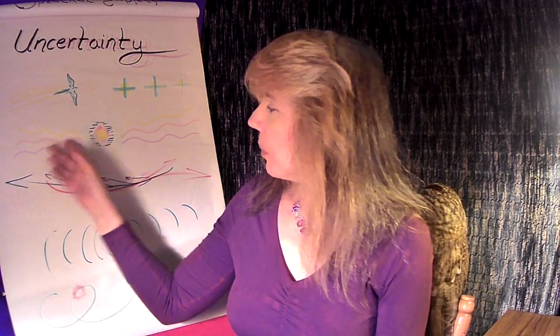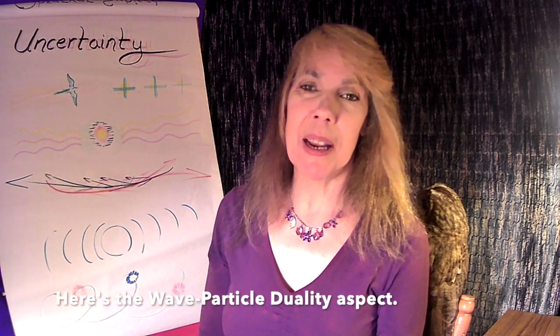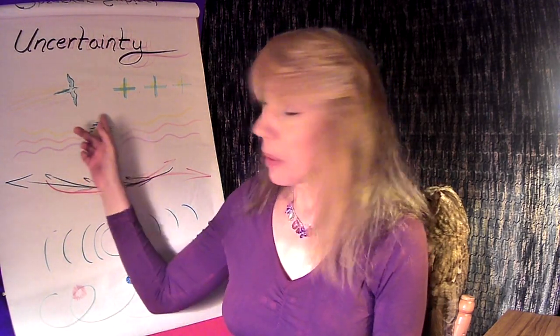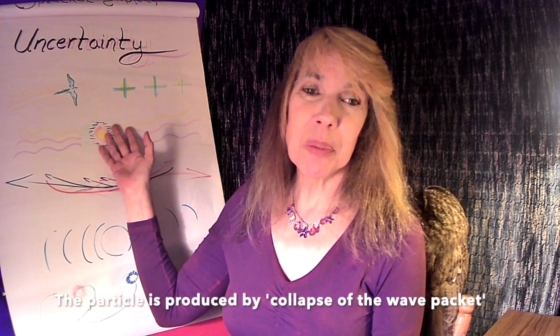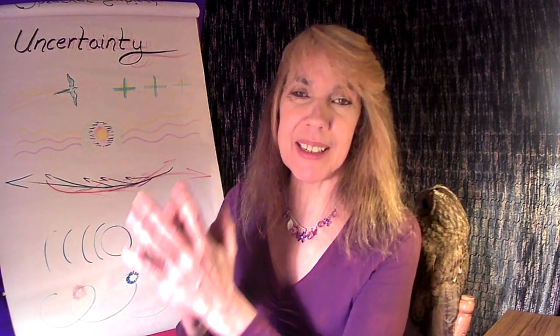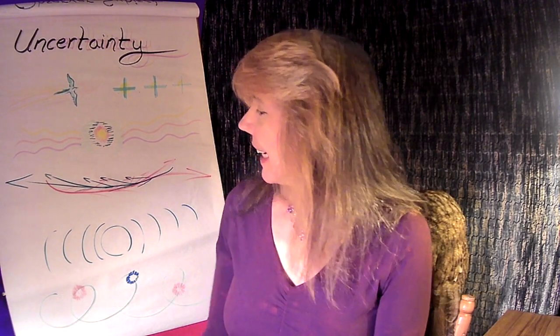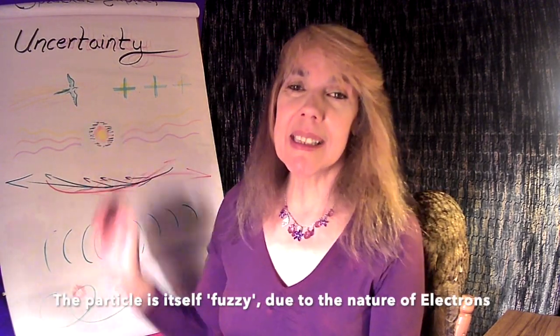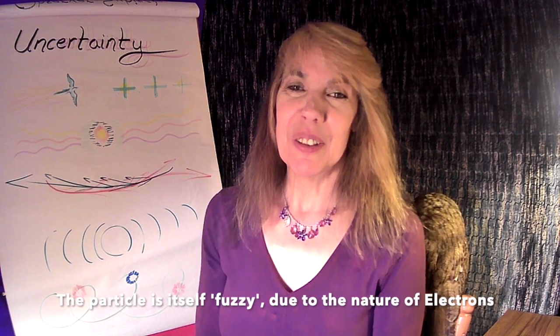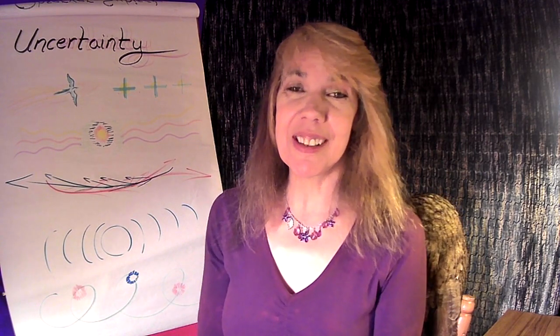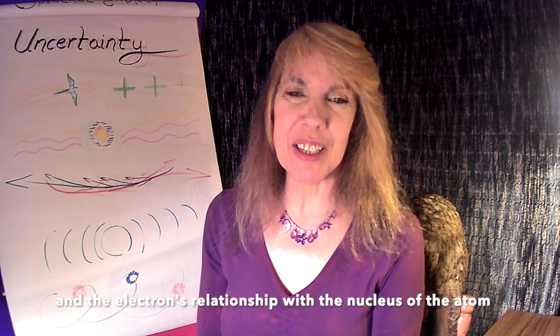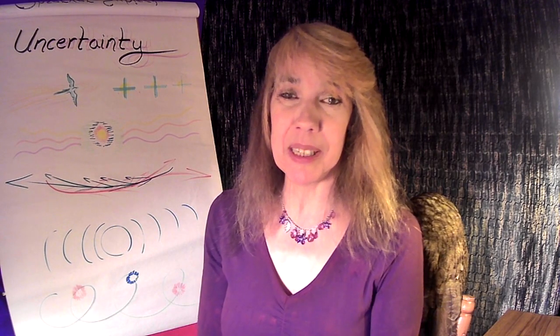Here we have the wave-particle duality aspect. So you've got the particle, which is produced by collapse of the wave packet, as we've discussed in wave-particle duality. And this particle is itself fuzzy due to the nature of its electrons and the electron's relationship with the nucleus of the atom, in particular the proton.